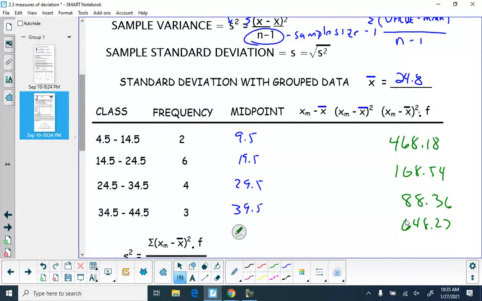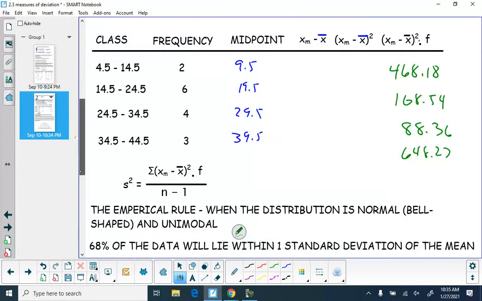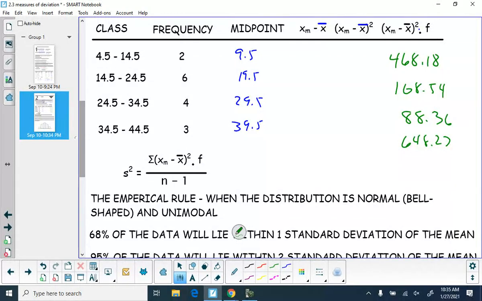Okay, then we're going to add down the column. We're going to add down our last column over there. Hopefully I got my numbers right. And we have a total of 1015 here. So we're going to add down the last column and divide by 15 minus 1.